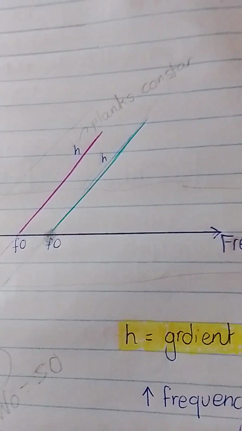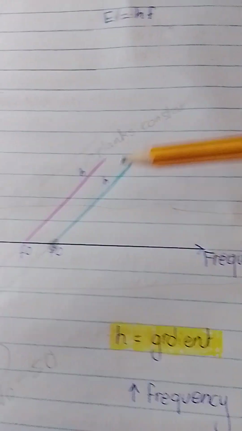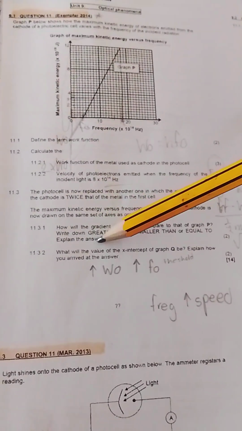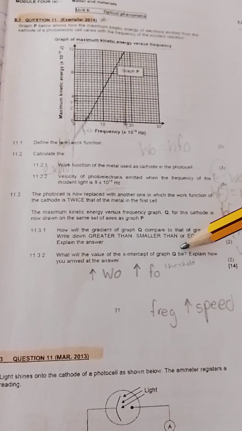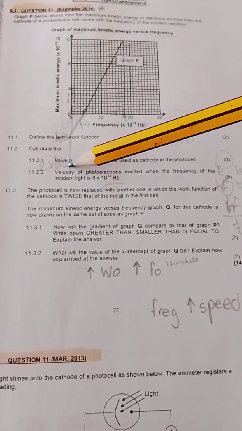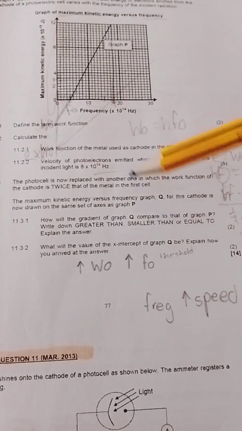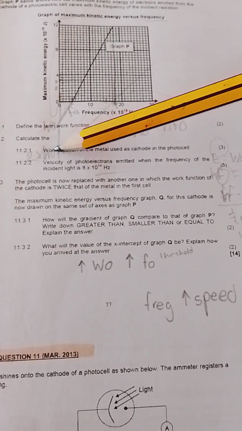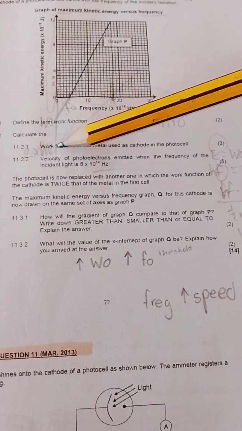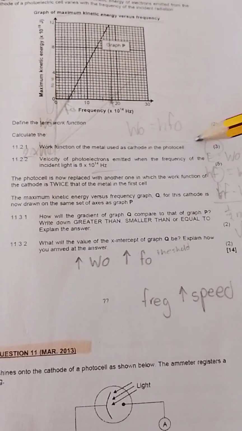Remember I told you, the gradient is always h. It's always Planck's constant. So it's going to be equal, exactly the same. The gradient is Planck's constant anyway. What will the value of the x-intercept of graph Q be? The value of the x-intercept. Oh, the work function. No, the threshold frequency. Remember, the work function is 2 times the original, so you use that in your equation to find the threshold frequency, and that's going to be your threshold frequency.